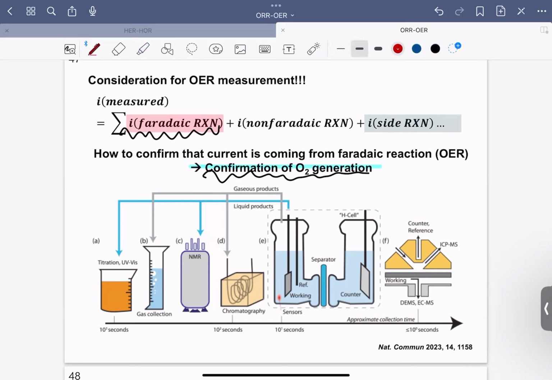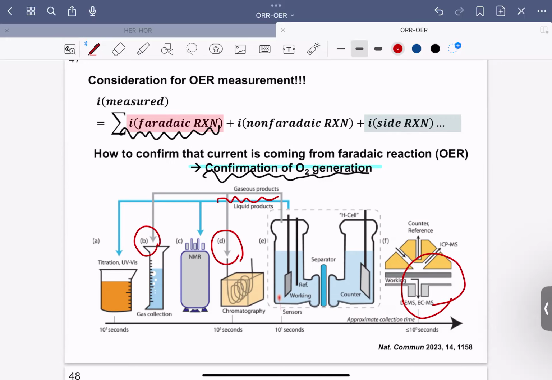And there are lots of ways. The first one is you just measure the volume of the oxygen, for example with a balloon or something like that, or use gas chromatography to quantify it. And you can also utilize mass spectrometry to see how many oxygen can be dissolved, right? So anyway, you need a gas product analysis to directly confirm how much oxygen can be transferred, right?